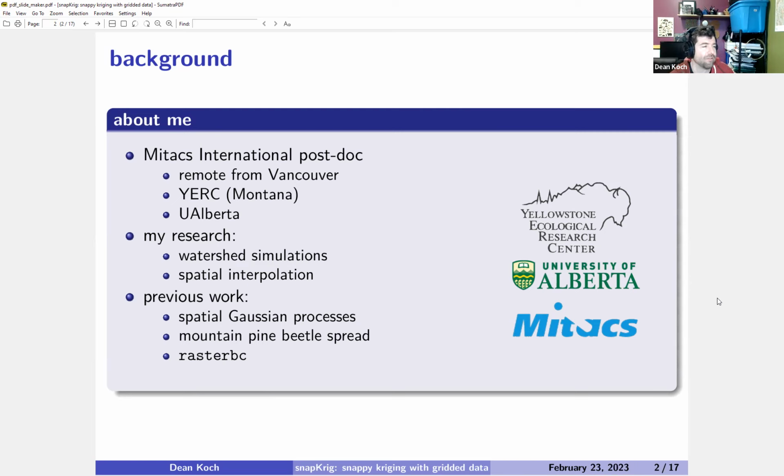As it turns out, this involves quite a lot of spatial interpolation, not just of the weather inputs, but when you're simulating the water cycle, you have a lot of earth sciences information to keep track of, things like soil properties and vegetation cover and so on. So I've been very much focused on this problem of spatial interpolation for a few years now. And snapKrig is the product of that.